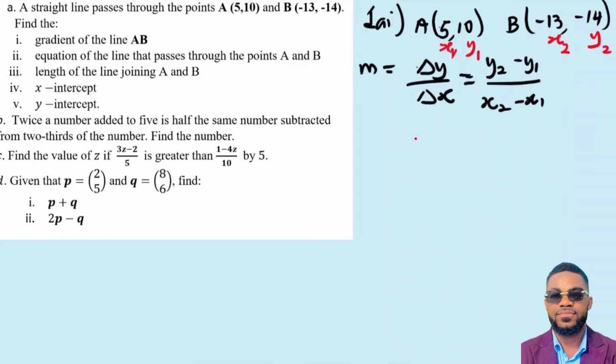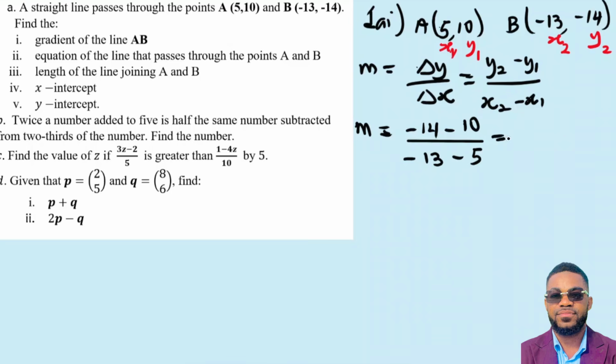So now we can do the substitutions to find the value of m, which is the gradient of the line that passes through the points. So that's going to be m equal to, so I'm going to do substitutions. For y2, I just have to put in this number, which is -14, minus y1, which is 10. So -14 minus 10 out of, we come to the denominator, which is x2, and x2 is -13, minus x1, which is 5. So that is it.